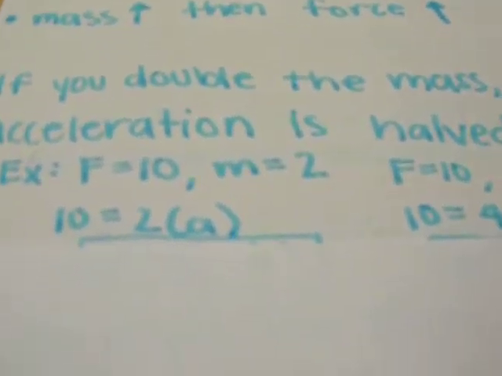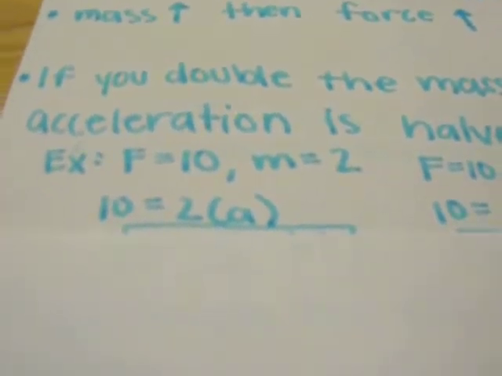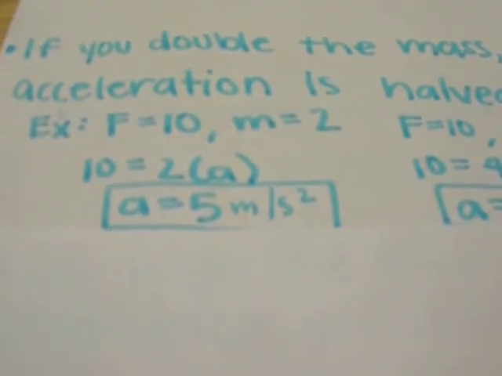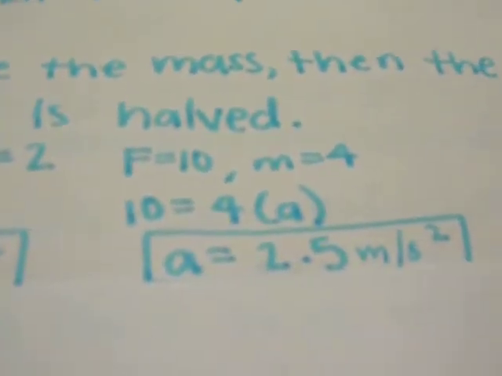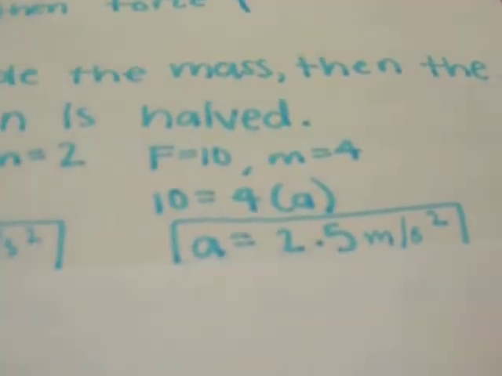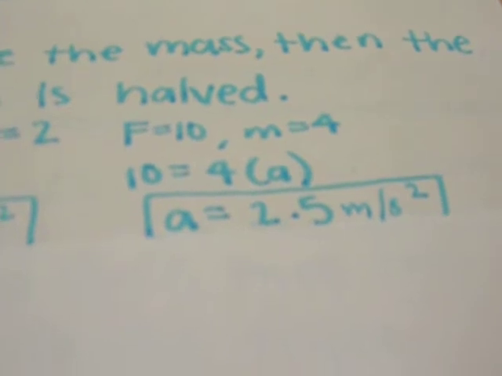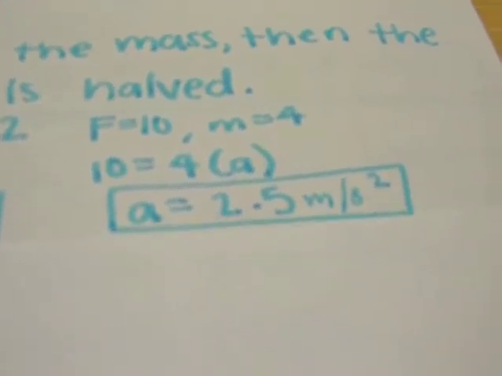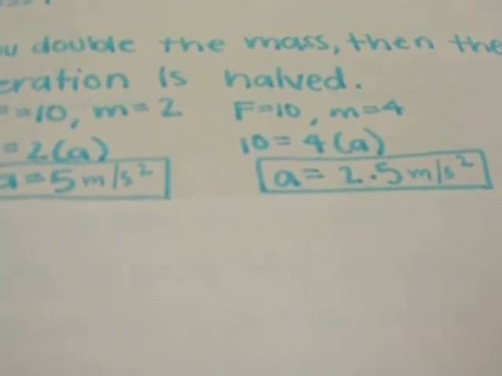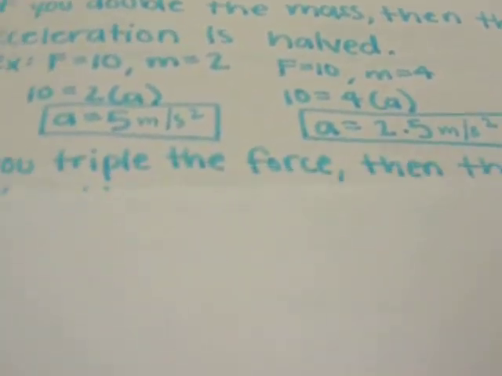Example, if the force is 10 and the mass is 2, you get 10 equals 2 times acceleration, which is acceleration equals 5 meters per second squared. And then if you double the mass, so the mass equals 4 now, but the force stays the same, 10, then you get 10 equals 4 times acceleration, and you get A equals 2.5 meters per second squared. And so therefore it goes from 5 to 2.5, and it is halved.